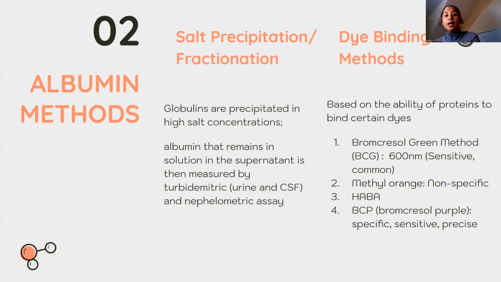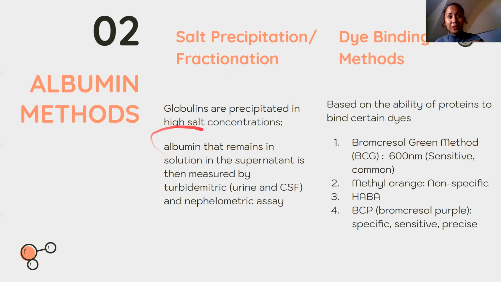Dito na tayo sa albumin methods. So, how do we measure your albumin? It can be measured through salt precipitation or salt fractionation. So, to measure your albumin, kailangan mo munang i-precipitate yung globulin, kailangan mag-settle. The globulins are salted out and it will settle at the bottom of the tube. And what remains in the supernatant, yung liquid upper portion, is albumin.